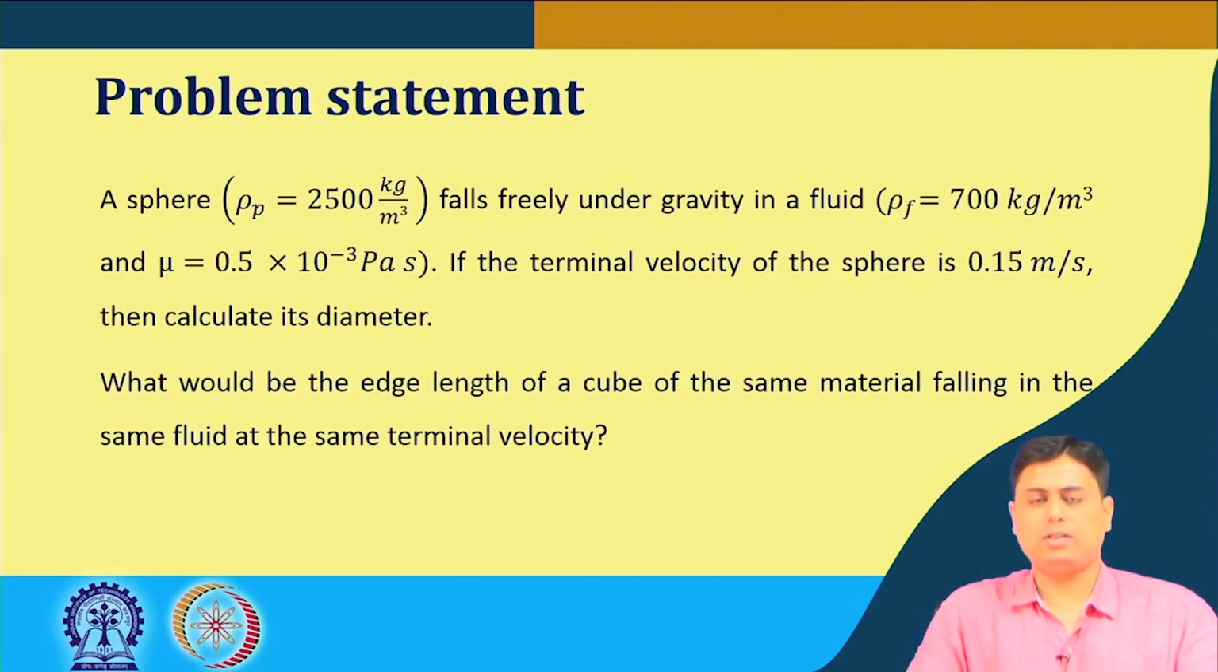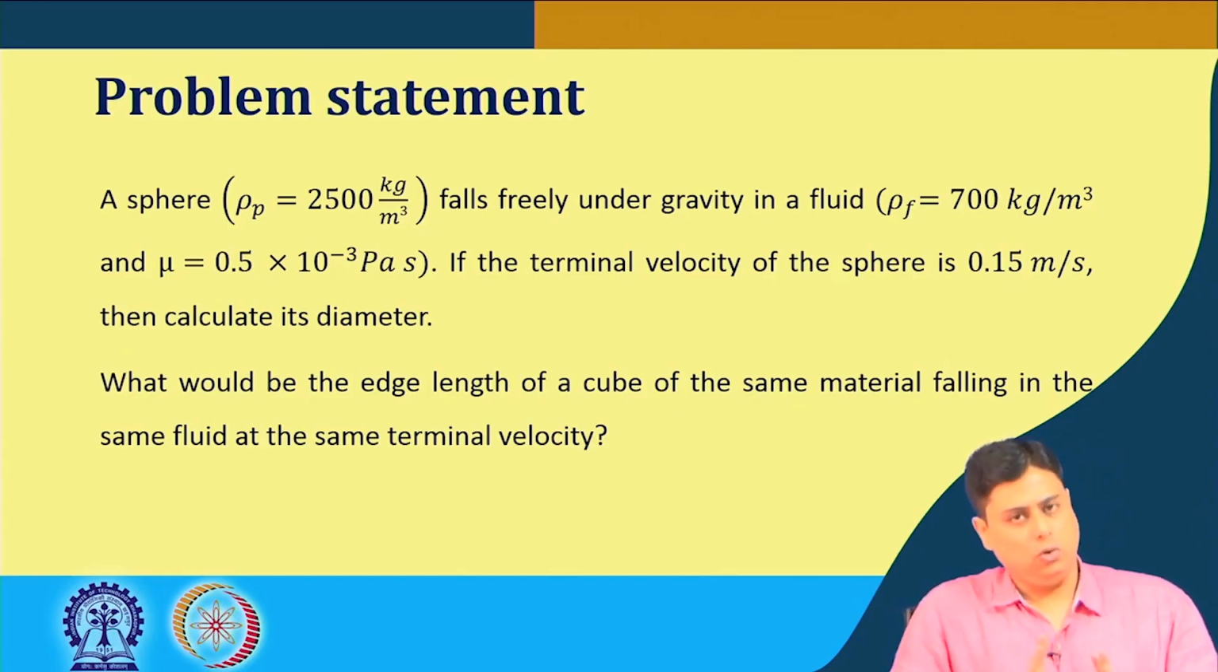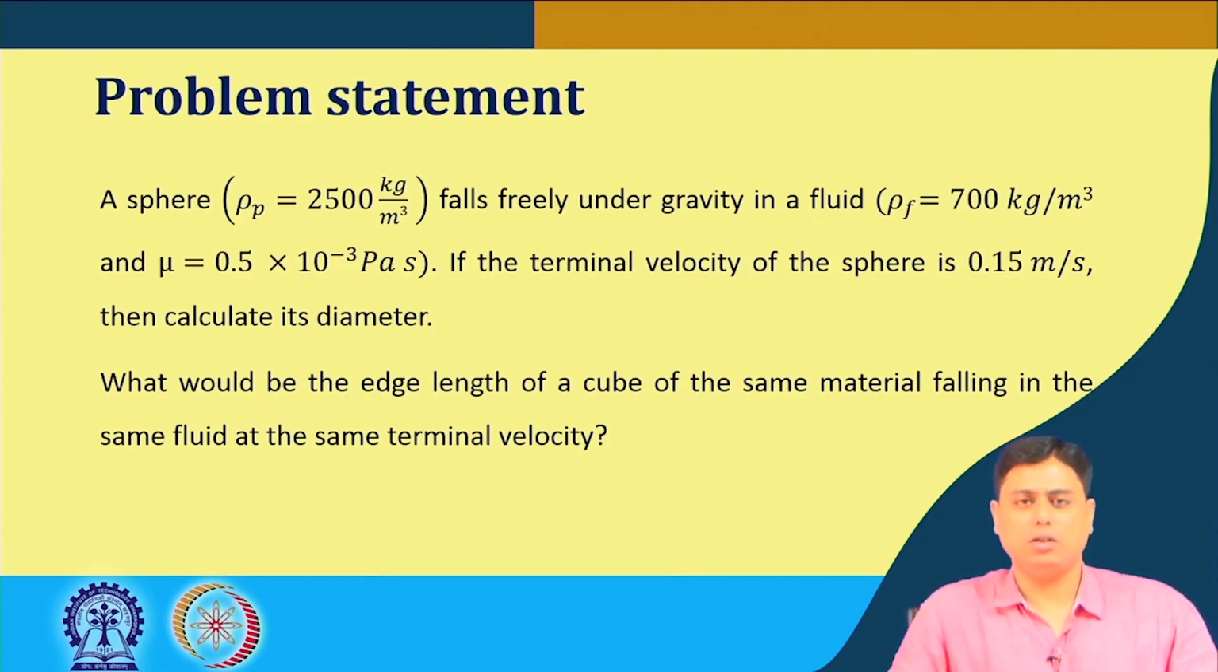Okay. So, at first understand the problem. A sphere of known density is falling in a known fluid. Known fluid means the fluid density and viscosity are known. The terminal velocity of this particle is known. So, the question is what is the diameter of this particle.